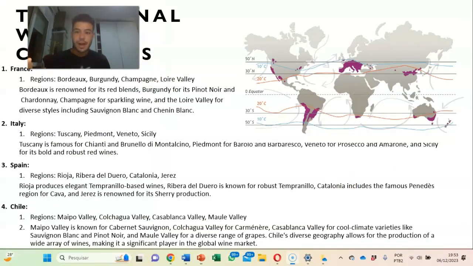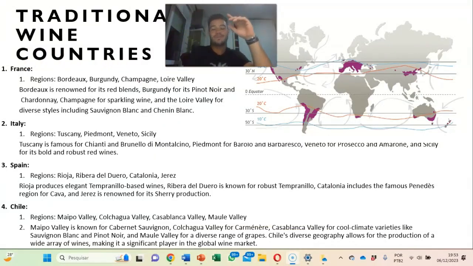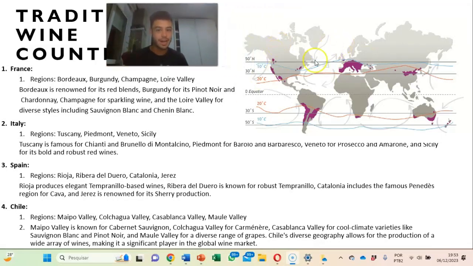So here I put together some traditional wine countries. This was very important for understanding the class. Here you can see the reason these countries are traditional right here on the map. It's because of the climate. It's because of the temperatures that enable the grapes to grow and be adequate for wine production.